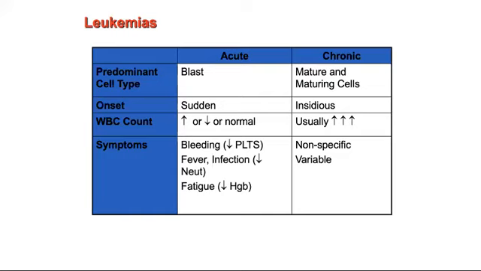Chronic leukemias are characterized by the development and accumulation of mature and maturing cells of a specific lineage. Chronic leukemias are less aggressive, and the survival rates are longer if left untreated. The white blood cell count in chronic leukemias is usually markedly increased, and the symptoms are variable.